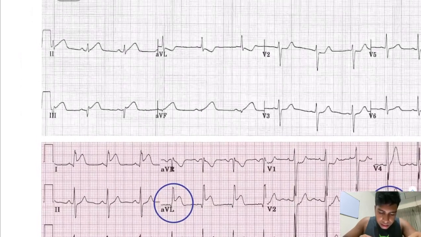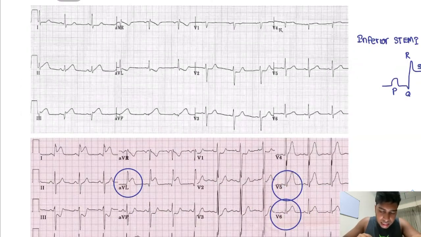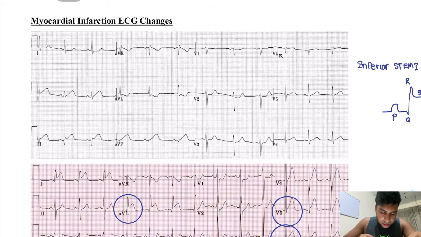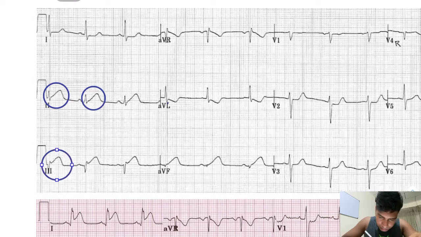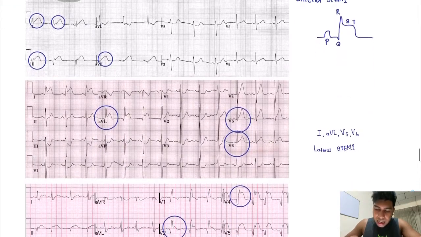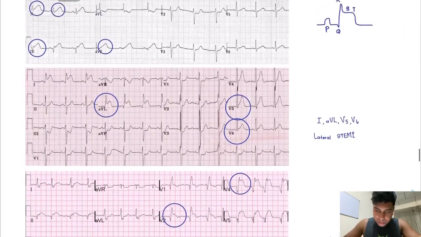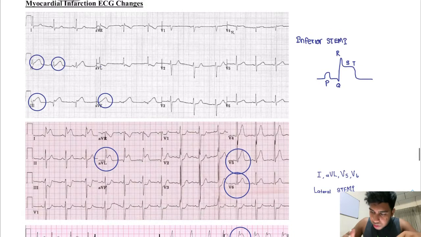Basically, we are discussing the ECG changes seen in heart attack. If you look carefully, you can see the ST is elevated here. Leads 2, 3, aVF, you can see the ST is elevated here. That is called an inferior STEMI. You look for this kind of wave.